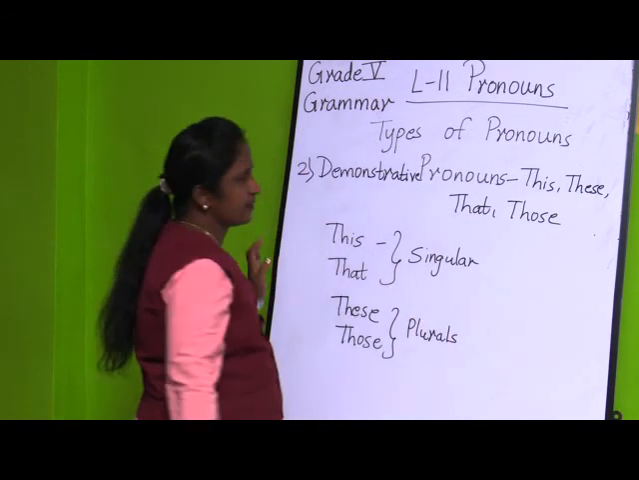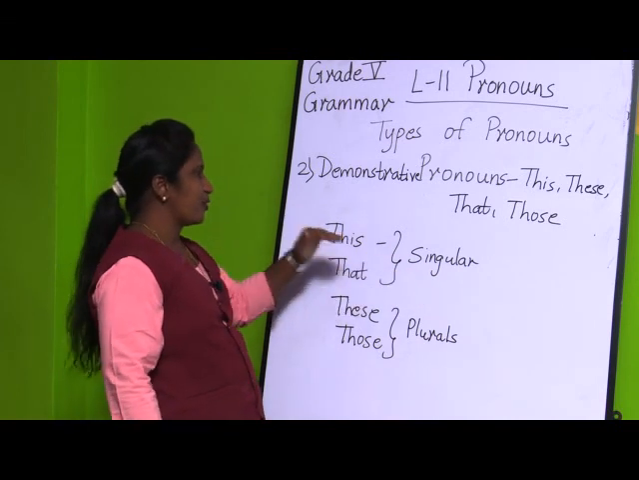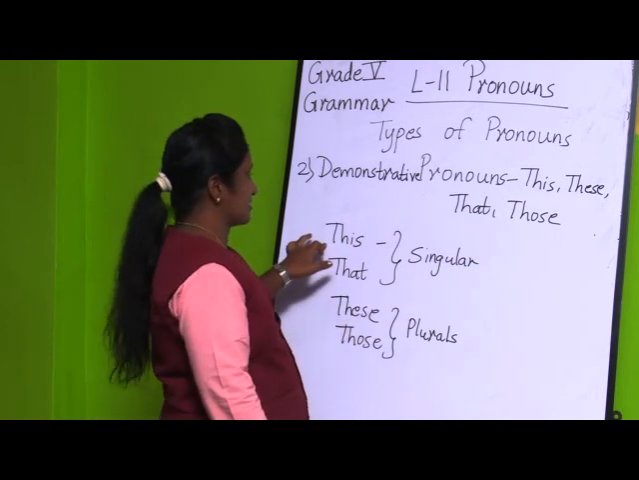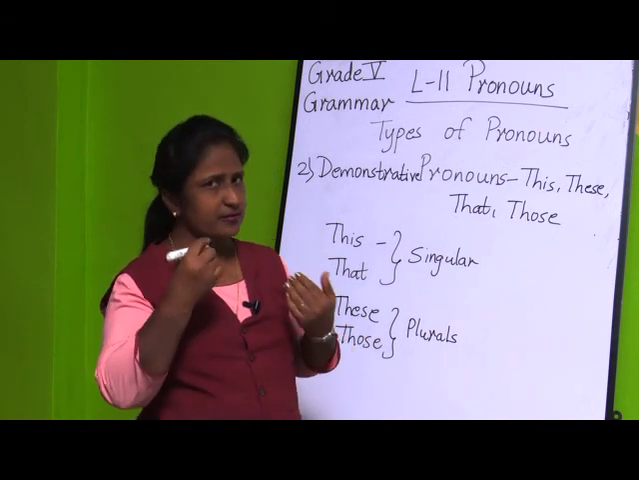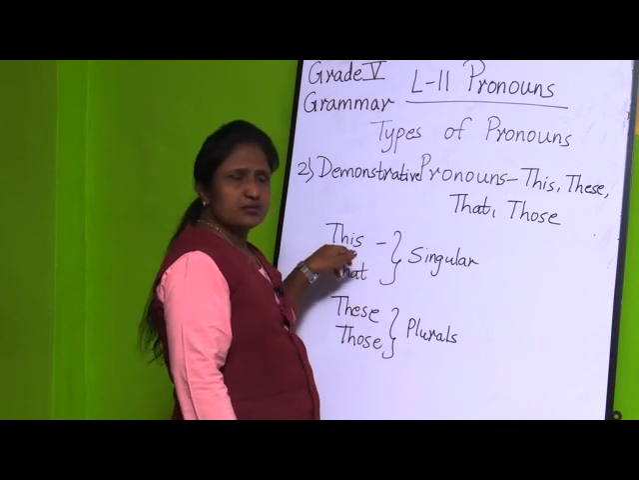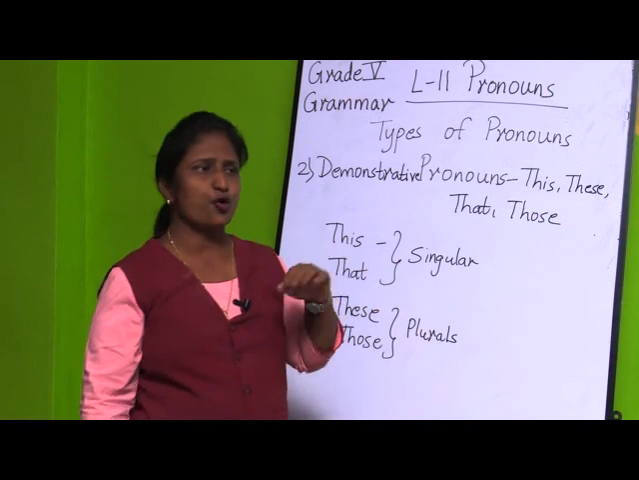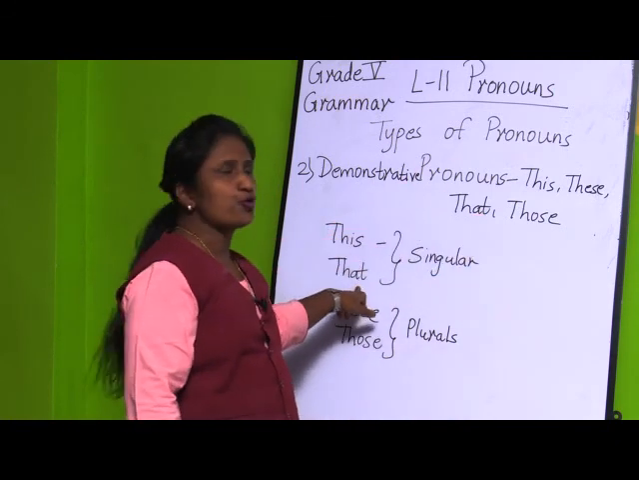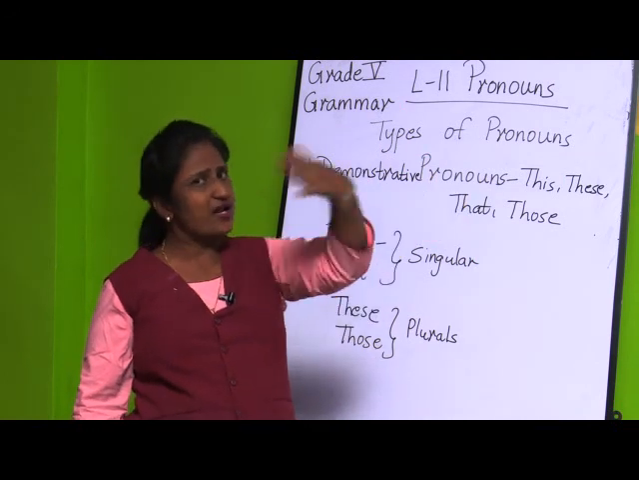Now, the only thing is what? This and that are for singular nouns, and these and those are for plurals. One more thing: this is used when anything is near to us. Suppose this marker is near to us, this is a marker, then we use the pronoun this. And if I want to point out an object which is far away from me and it is singular, then I use the pronoun that. That is a tree, because it is far away from me.